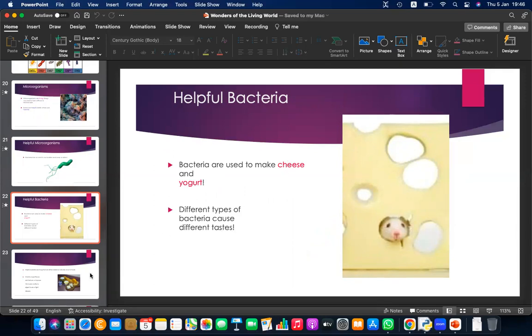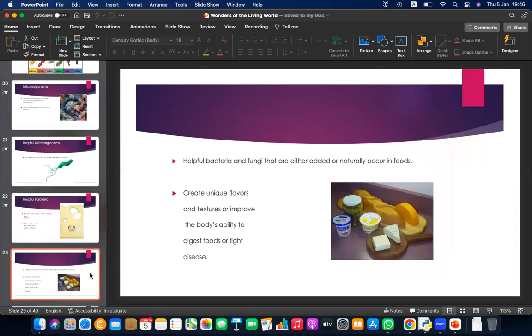And so this is another one. Basically different flavors of yogurt and cheese can be made, based on the bacteria type. The texture and also the taste of these will be different. So they are created using bacteria.